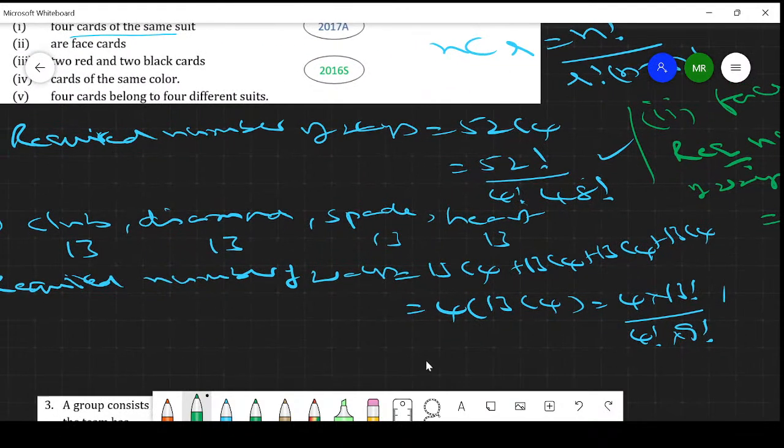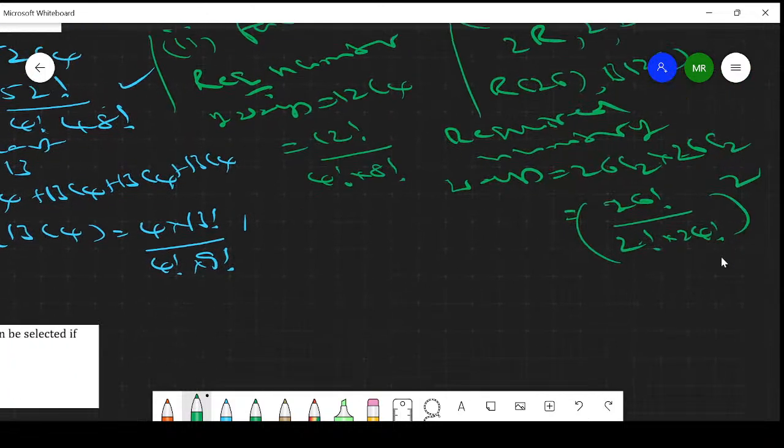Next you can see the fourth case, cards of the same color. Cards of the same color they are asking, we have done that. Now 2 red, 2 black cards we have done, 26C2, that is over. Correct? Now they are asking cards of the same color. Cards of the same color means you can observe here, 26C4 plus 26C4, the fourth one, right?